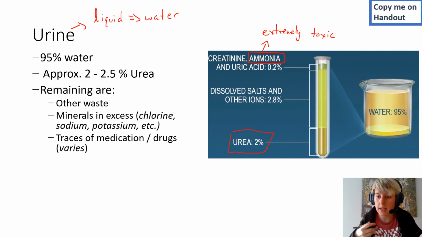And this process actually happens in the liver. So the liver is an organ in the digestive system, and it produces a lot of enzymes to help break down different molecules. And one of the molecules that it helps breaks down is ammonia into urea. And urea is actually a relatively safe molecule to have in the body.